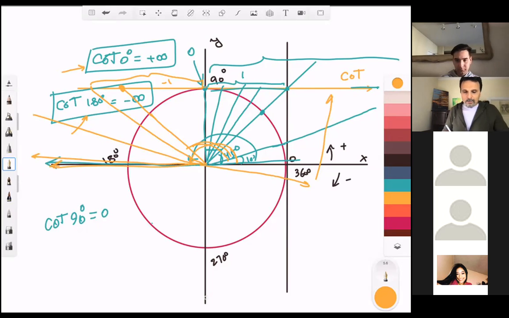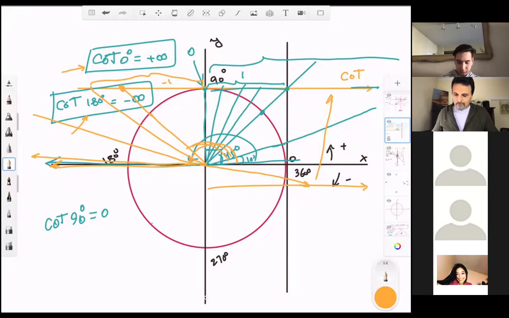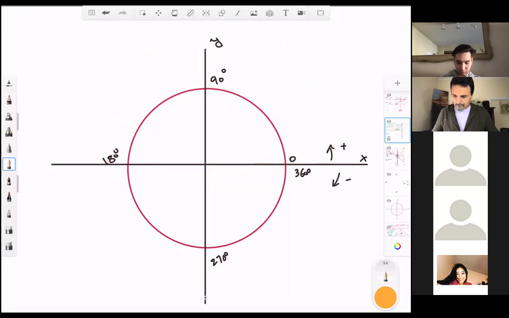I kind of get it. You're saying why I don't go this way to be positive? No, my question was, when we did the cotangent of 90 degrees, we got 0, right? But when we did the cotangent of 180, we got negative infinity. I thought we were going to get 0 too, because it's on a 0 axis. I don't know if that makes sense. Okay, now I know what you mean.